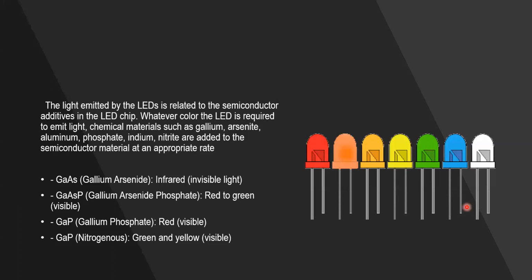The light emitted by the LED is related to the semiconductor additive in the LED chip. Whatever color the LED is required to emit, chemical materials such as gallium, arsenide, aluminum, phosphate, indium, and nitride are added to the semiconductor material at an appropriate rate.